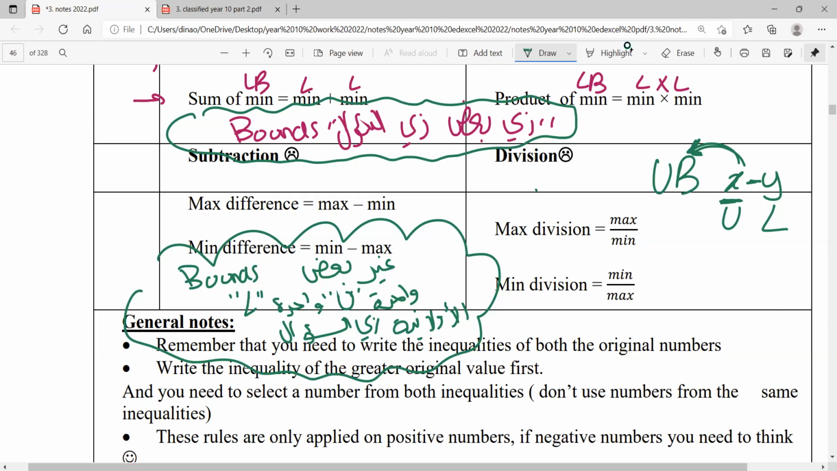So what are we going to do for the rest of the session? We're just going to practice on operations and bounds. So again, let me remind you: if it's addition and multiplication, the bounds are the same as the question. If it's subtraction and division, the bounds are different. That means one upper and one lower. Which is the upper and which is the lower? The first is the same as the question.